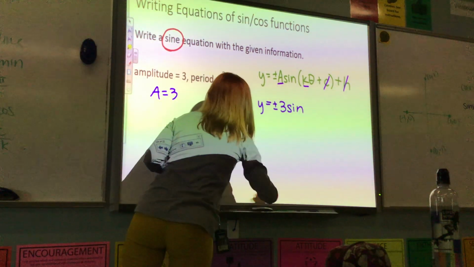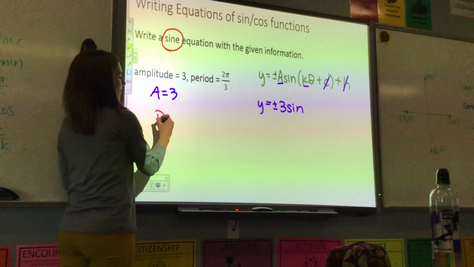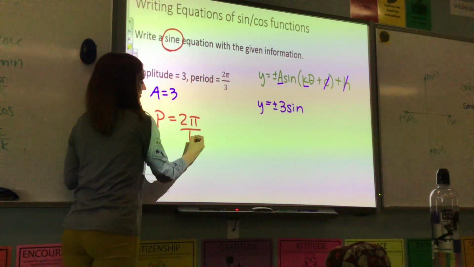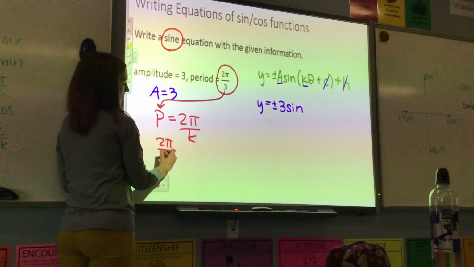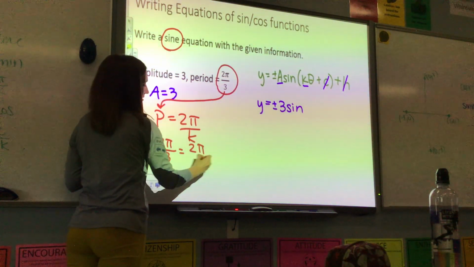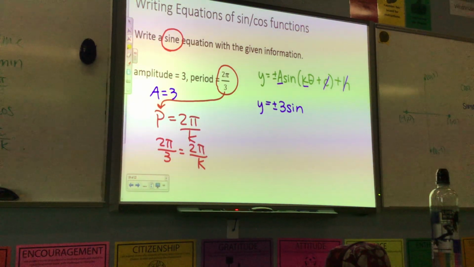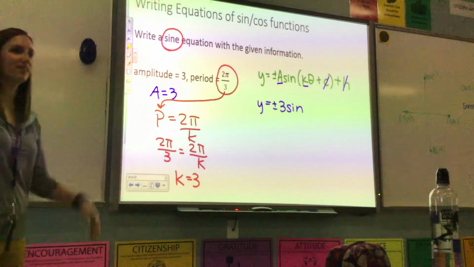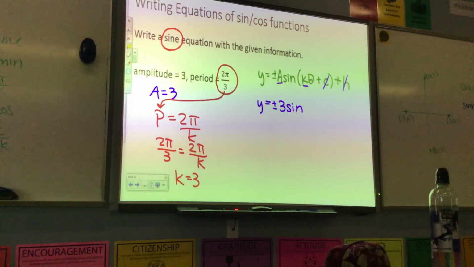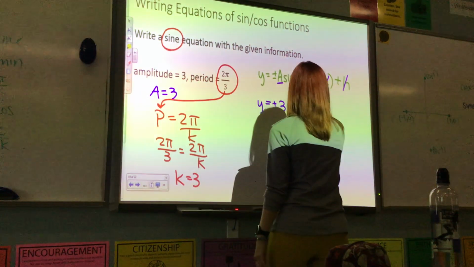To find your K value, you need your period formula. So I know the period is 2 pi over K, and if I plug this in, I know the period. So 2 pi over 3 equals 2 pi over K. Some of them are going to be real simple, like K is 3. Can you just pull it out of the denominator? If it looks that pretty, yes. Your numerator won't always be 2, so that's where you might have an issue.